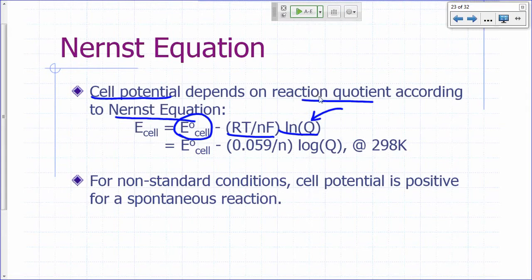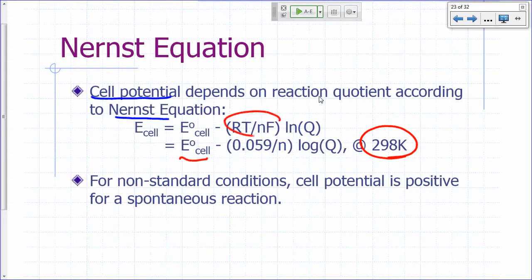Now, at room temperature, which is 298 Kelvin, the cell potential is equal to the standard cell potential minus this RT over nF. If instead of a natural log you take the base 10 log, this expression becomes 0.059 over n. So that's called your Nernst equation.